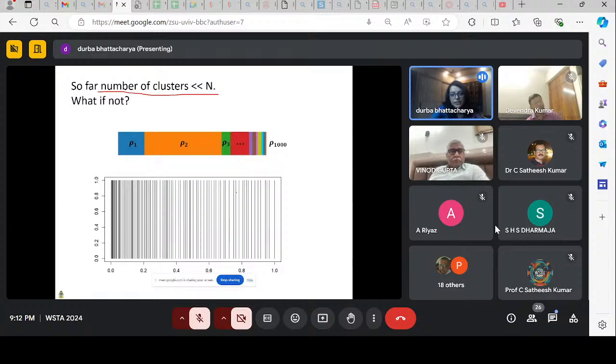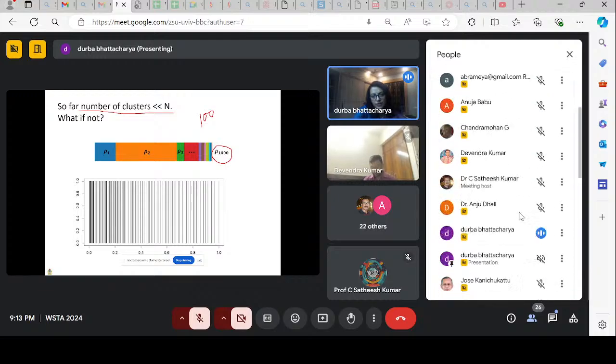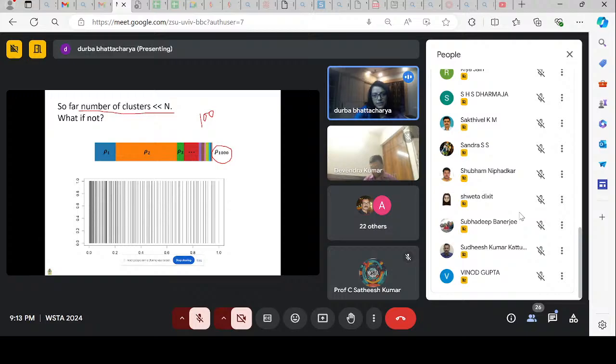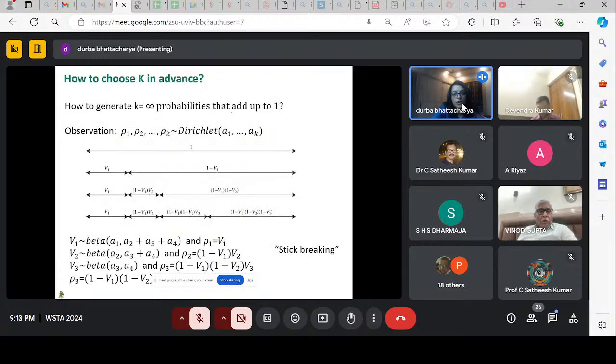So suppose there are 1,000 clusters, for example; there can be an infinite number of clusters. We might not know the number of clusters which exist. Suppose there are 1,000 clusters, and the number of data points we have observed is only 100. So we can have at the max 100 clusters or fewer. But how do we fix the number of clusters in advance for the modeling?